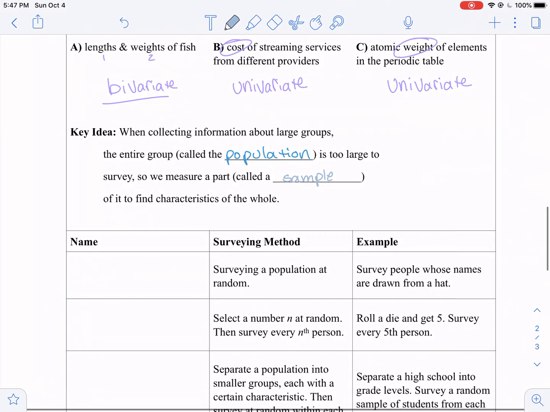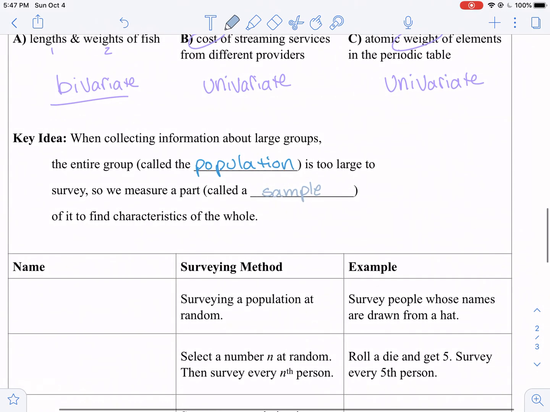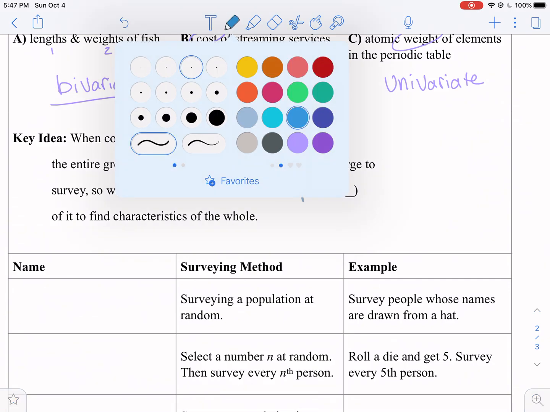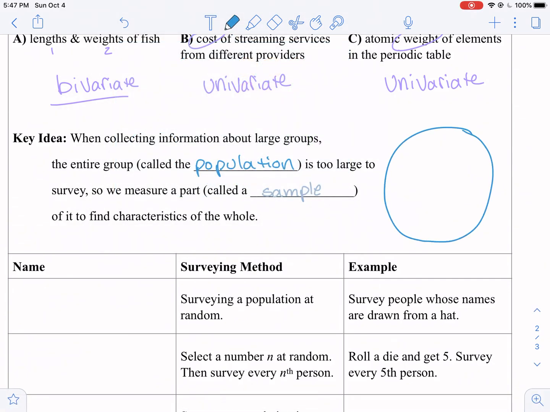So if I wanted to get a measure of the whole school population, everyone in class, it would take a long time, and some people probably wouldn't respond. So instead, I could just interview some people. I'll call that a sample. And that would help me reason and make generalizations based on what the sample says.